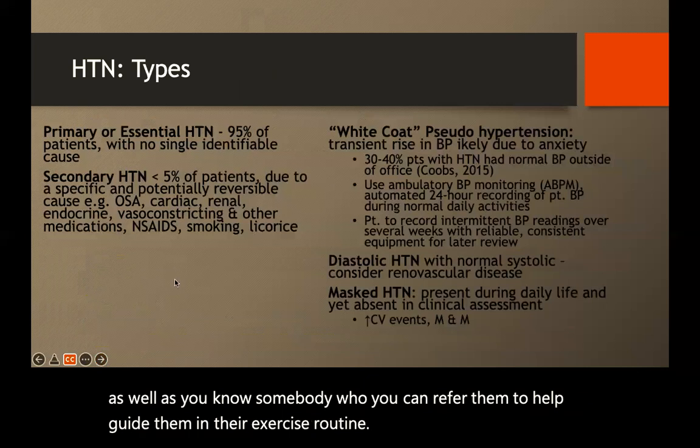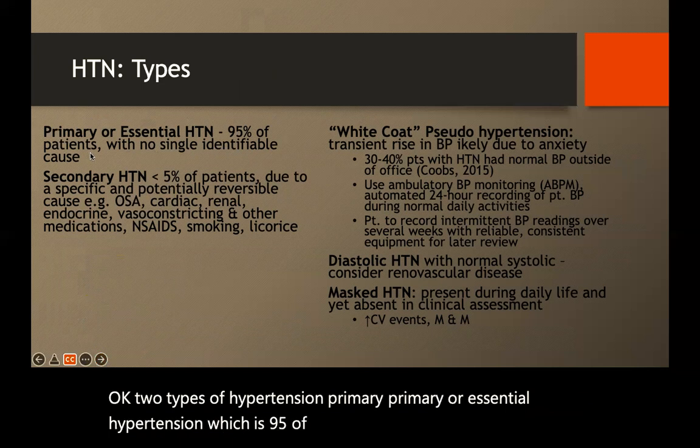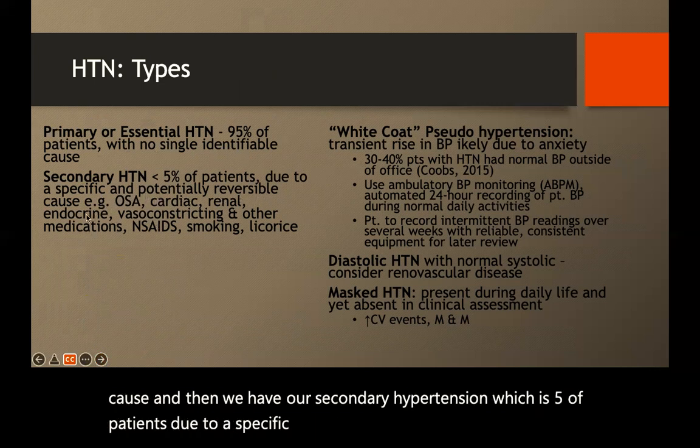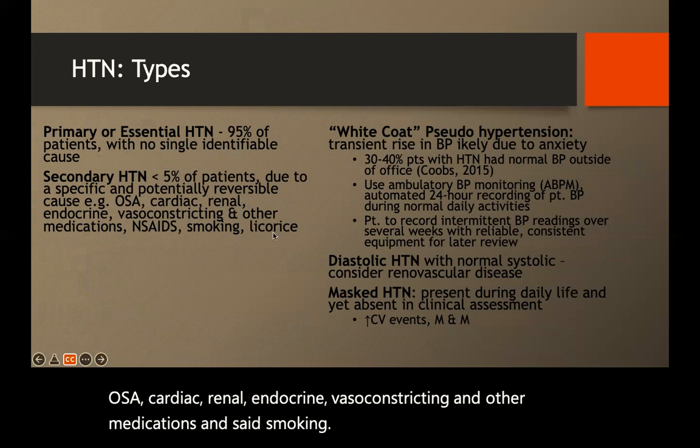Okay. Two types of hypertension: primary or essential hypertension, which is 95% of patients with no single identifiable cause. And then we have secondary hypertension, which is 5% of patients, due to a specific and potentially reversible cause, like OSA, cardiac, renal, endocrine, vasoconstricting and other medications, NSAIDs, smoking, and then licorice.